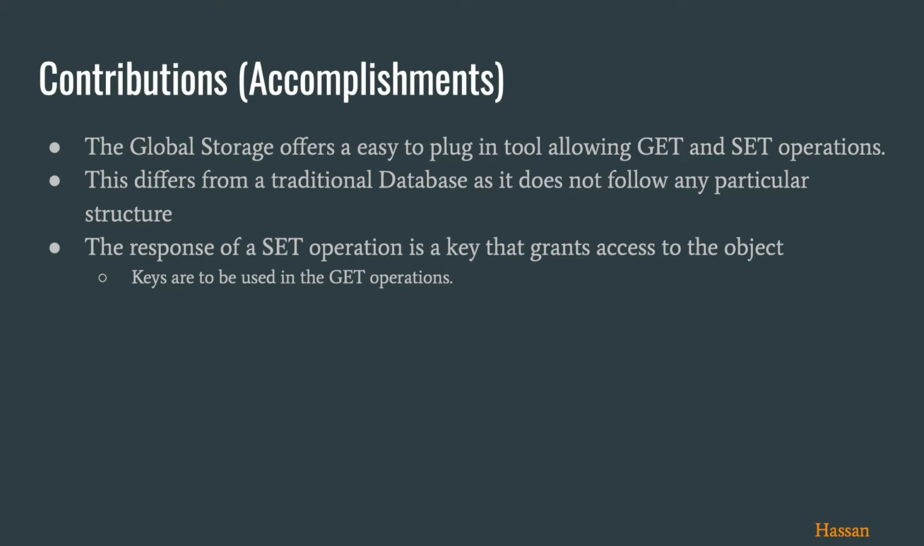So it's basically using the set operation, and the return of that operation will be a key. Now, this key that's returned, it gives access to the object. It's up to the user on how they want to store those keys, be it in a file or some specific data structure. From there, the keys can be used in the get operation to retrieve those stored data.